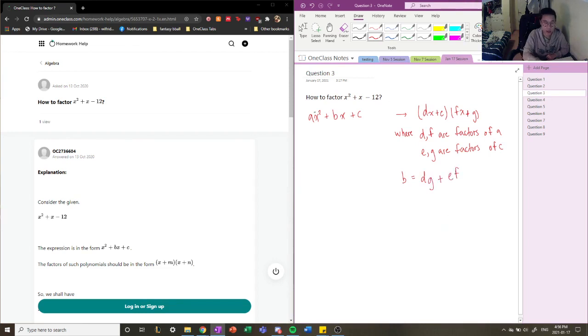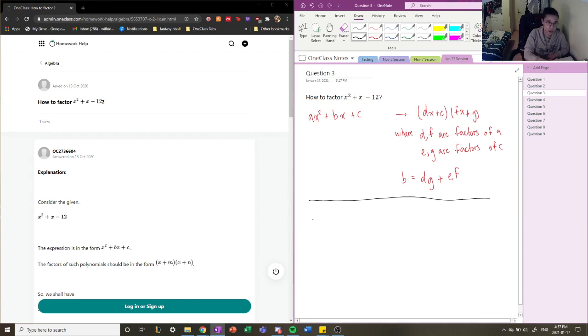So the coefficients can be factored into this form, with d and f being the factors of a and e and g being the factors of c, if and only if the coefficient b is equal to the product of d times g summed with the product of e times f. That's how you find the factored form, and I'll go into a little more detail on what cross multiplication means.